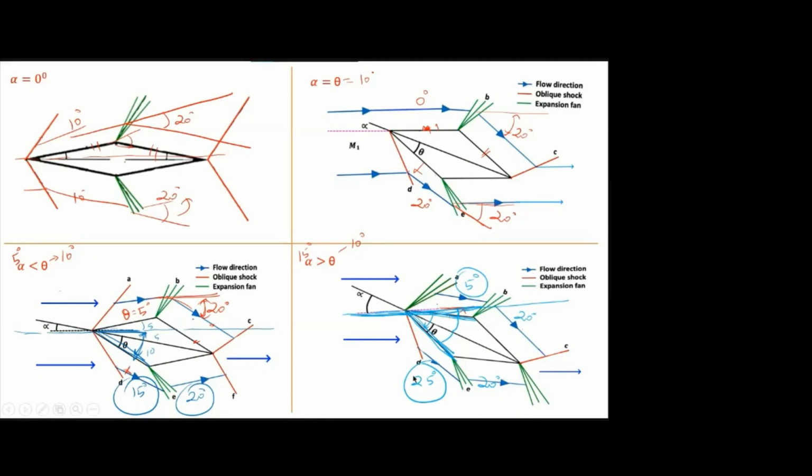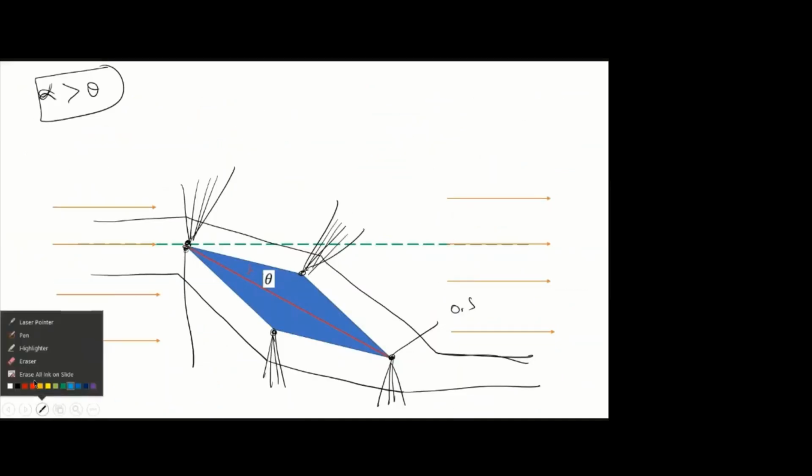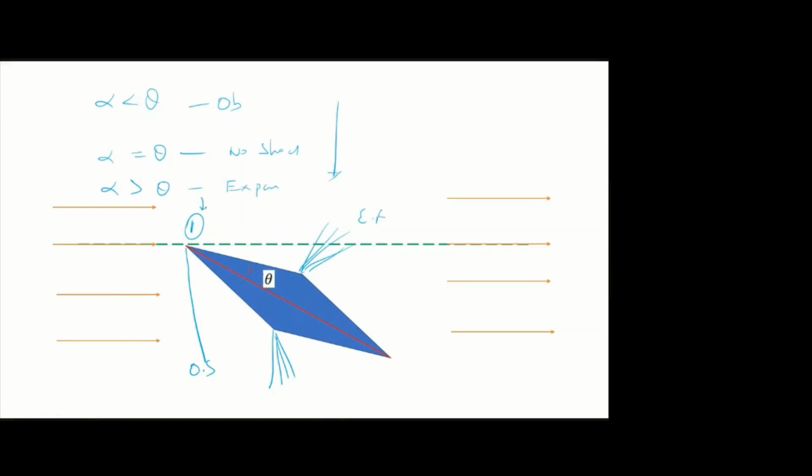So now I will tell the shortcut, instead of finding it every time. For the shock wave, I told you, always here it will be oblique, always here it will be expansion. These two are fixed. Only here it will vary, depending upon the flow direction. If alpha is less than theta, there will be oblique. If alpha is equal to theta, then there is no shock. And if alpha is greater than theta, then there will be expansion. This is the shortcut for the wave pattern. These three corners are fixed. Only this corner will vary according to this.